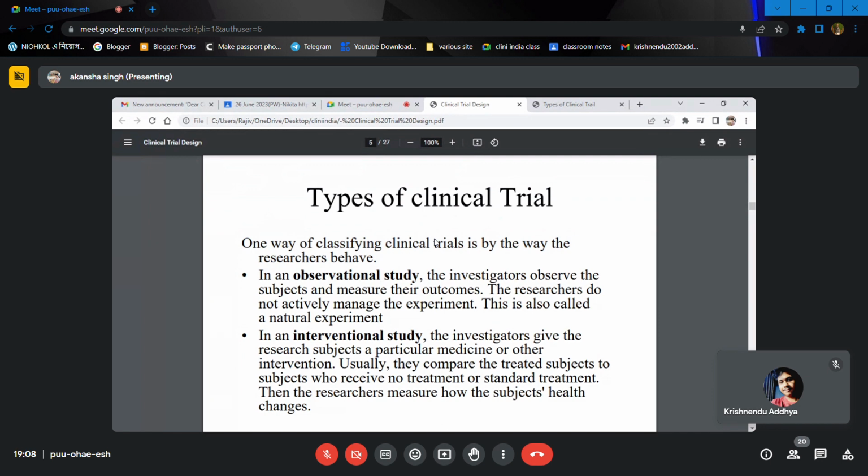Whereas, as the name suggests, intervention means you are giving some drug, some therapies, some treatment to the patient, and you are measuring the outcome. Whether you are comparing the particular drug with the standard, or you are checking how applicable your standard drug is to another disease condition. So we have to give the intervention to the subject, right? Then the researcher measures how the subject's health changes accordingly. That becomes an intervention study.